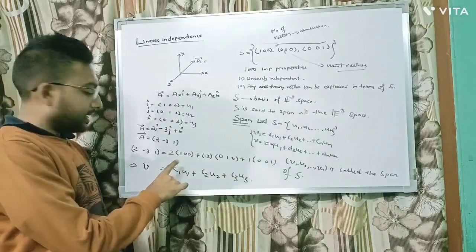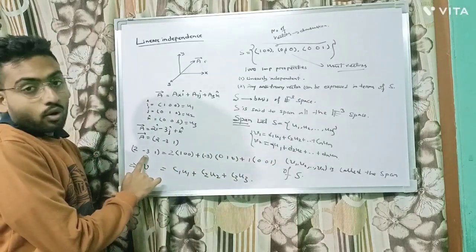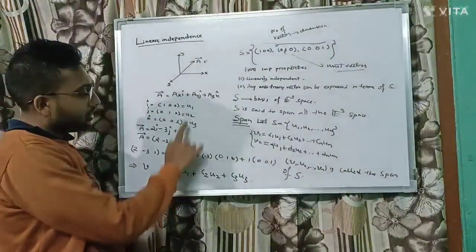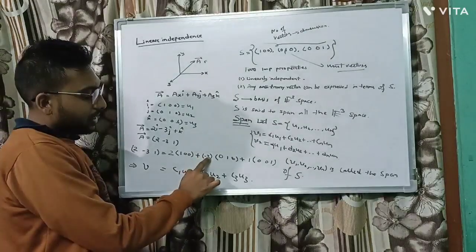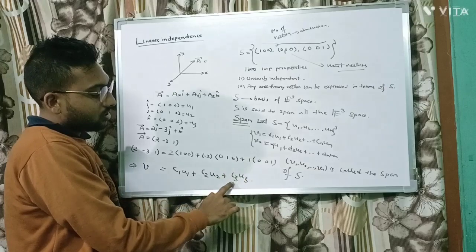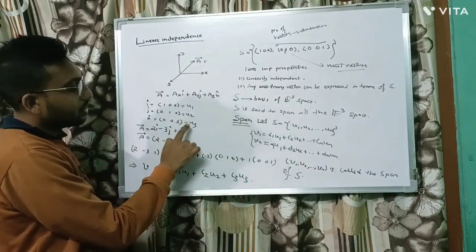If this vector is called v, then this is a constant c1, this is the vector u1, this is the constant -3, c2, this is the vector u2, and 1 is the constant c3, and (0, 0, 1) is the vector u3.